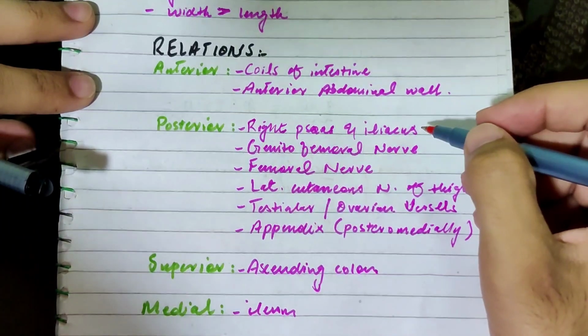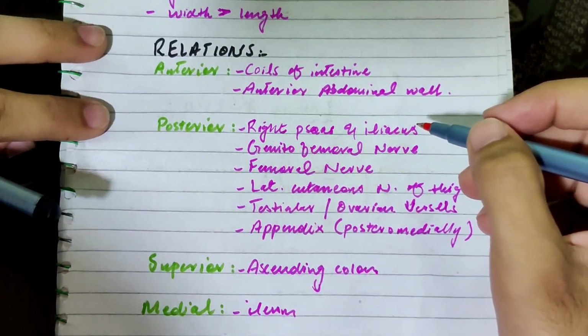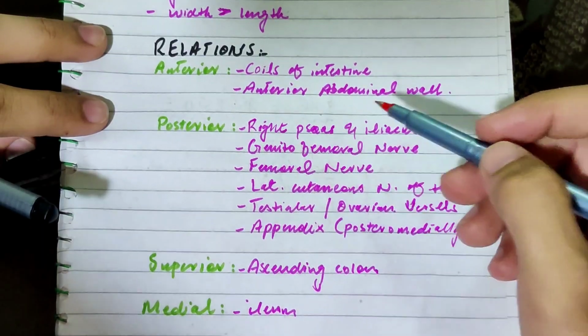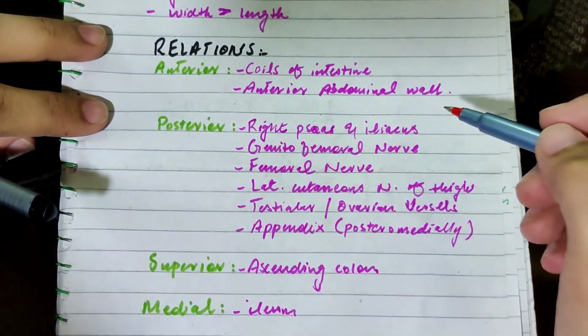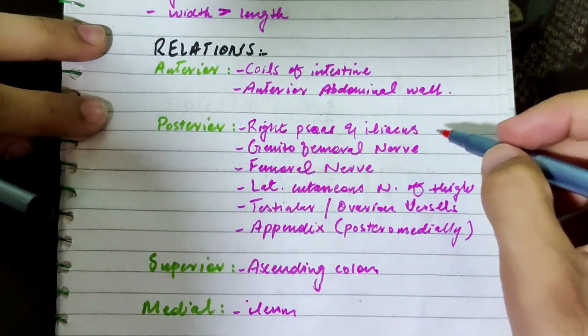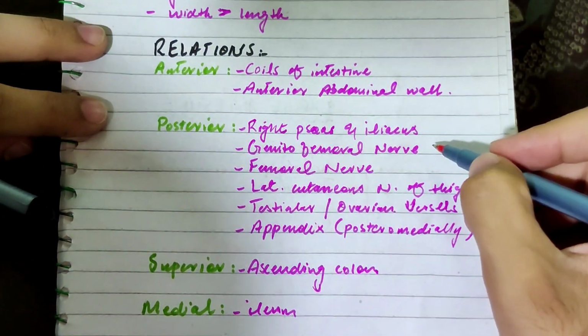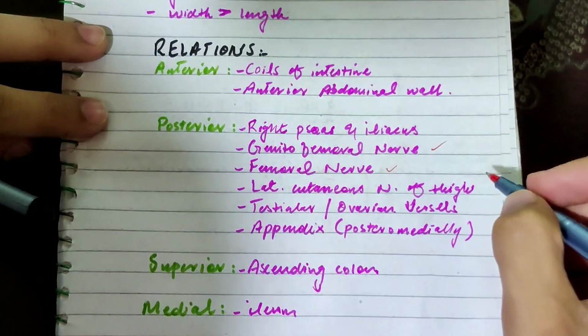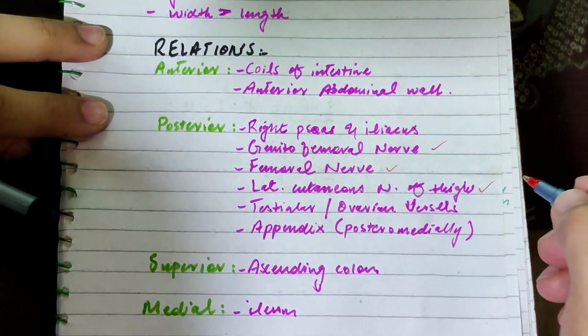Then comes the posterior portion. The posterior portion consists of two muscle groups. The first one is the psoas, which consists of psoas major and the psoas minor muscles. Then is the iliacus muscle. Then we have three nerves. First one is the genitofemoral nerve. The second is the femoral nerve, and the third is the lateral cutaneous nerve of the thigh.